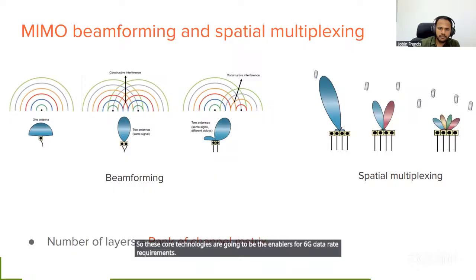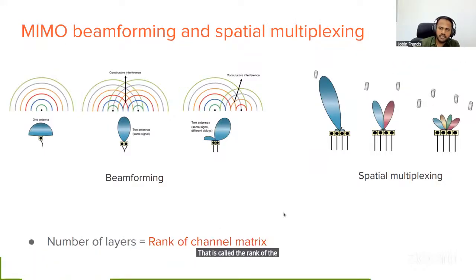Okay. Also, the number of beams that you can generate is fundamentally limited by the number of antennas and some characteristic of the wireless propagation environment. That is called the rank of the channel matrix. I think that's not relevant for this discussion here.